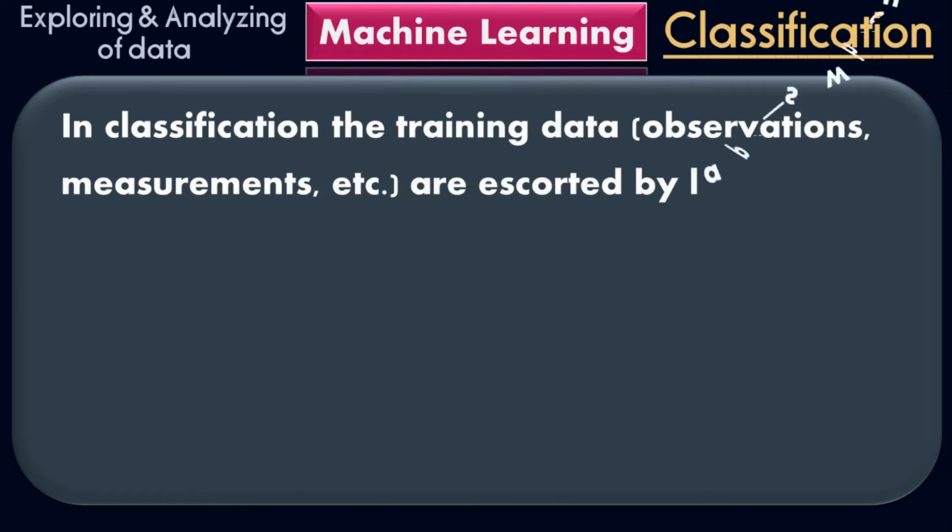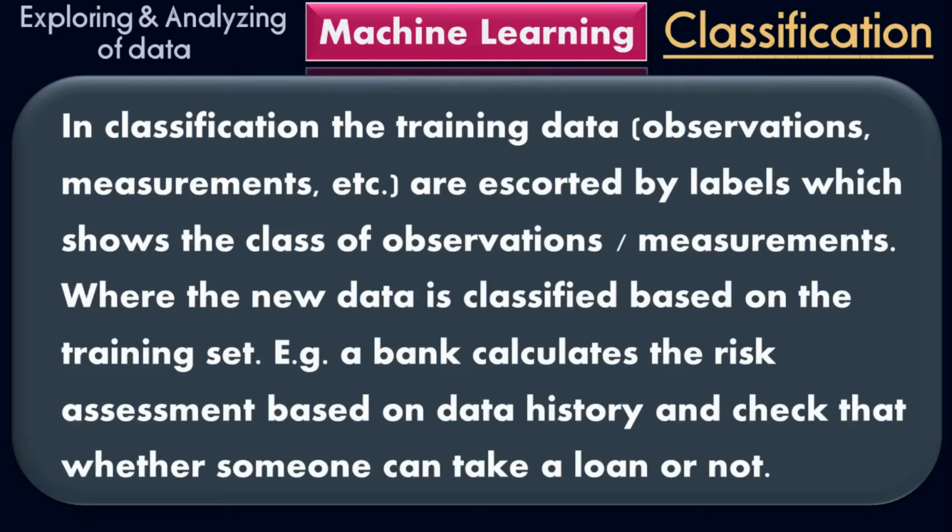Moreover, we can say that in classification, the training data, observations, measurements, etc. are accompanied by labels which show the class of observations, measurements, where the new data is classified based on the training set. E.g., a bank calculates the risk assessment based on data history and checks whether someone can take a loan or not. In classification, the training data, which is the observations, measurements, are accompanied by labels. What do we mean by label? Label means it has proper tags. There are proper tags for the training data, which show the class of observations. We can identify the class of the data with the help of those labels, those tags of the training data, so that we can classify the new data based on the training set. As I told you, in classification, the training data has proper labels, proper tags, proper information. Based on that training data, we can classify the new data.